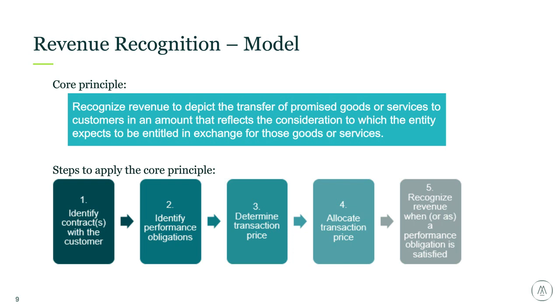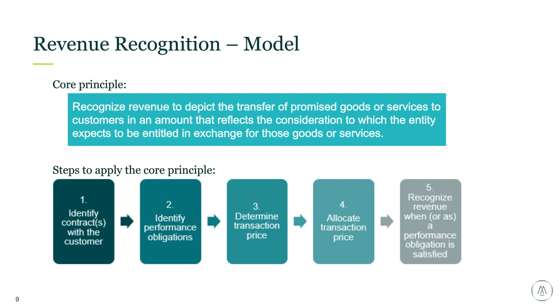There are 5 steps in the standard that provide guidance as to how to apply the core principle. The first step is that you will identify the contract with the customer. The second step is that you identify the performance obligations in the contract, so what you promise to do in exchange for the consideration. The third step is you determine the transaction price, the money that you'll receive in exchange for performing the services. And then step 4 is if there are multiple elements to the arrangement, you would allocate the transaction price to the various performance obligations.